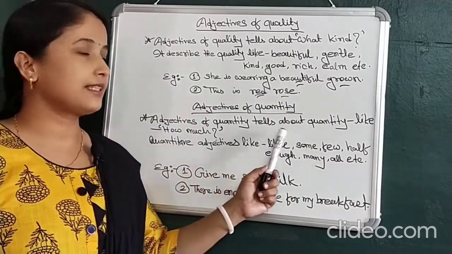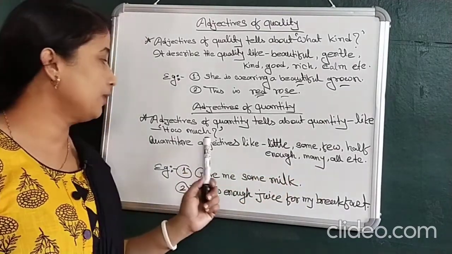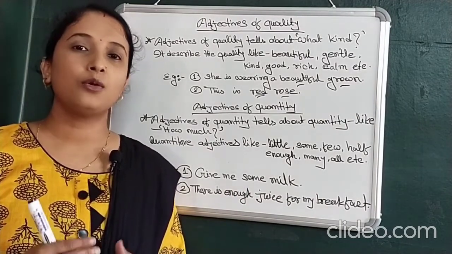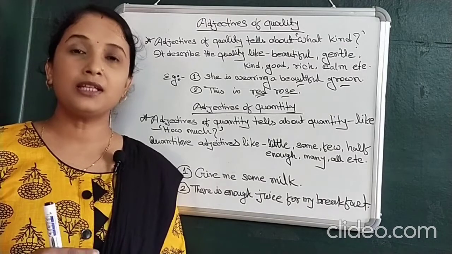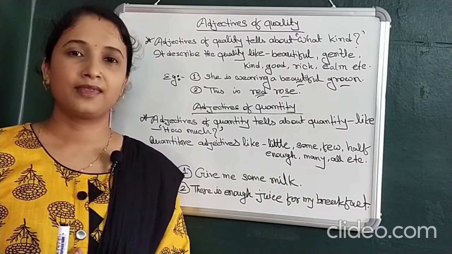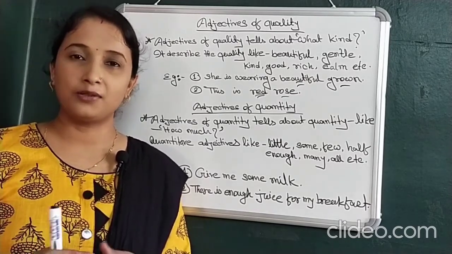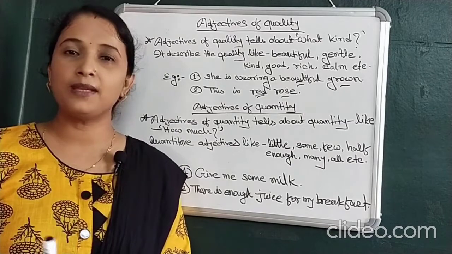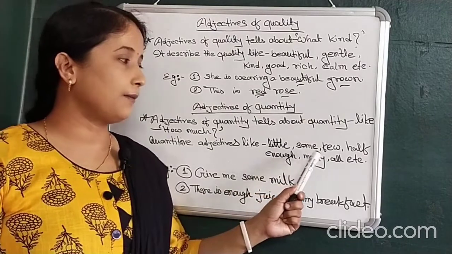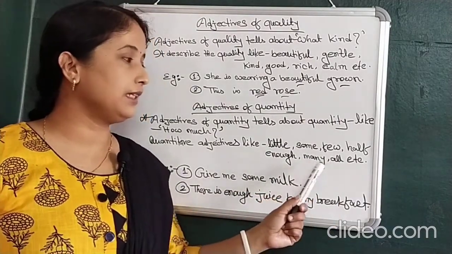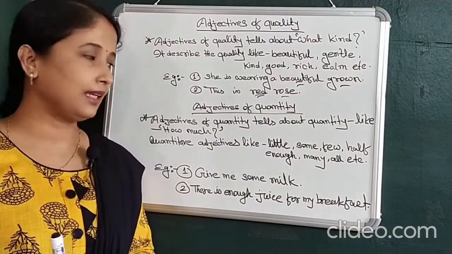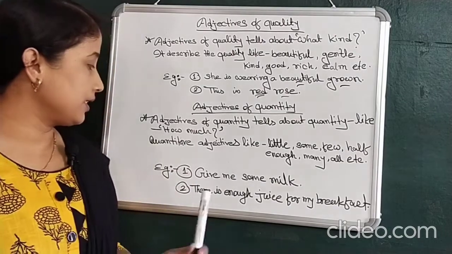Adjectives of quantity tell about quantity, like how much. What are adjectives of quantity? Adjectives of quantity tell about quantity, like how much. Quantitative adjectives are always used with uncountable nouns. So, when we can't count the nouns, we use quantitative adjectives. Quantitative adjectives like little, some, few, half, enough, many, all, etc. are quantitative adjectives.